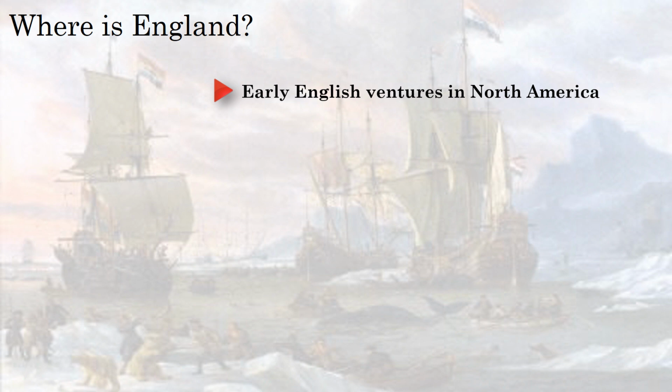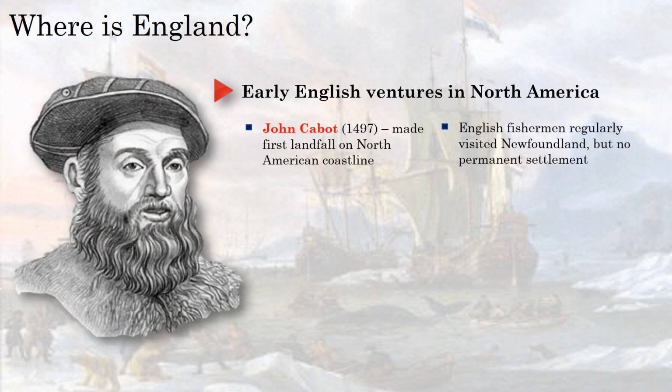So let's look at some of the early English ventures in North America. The first one, and we looked at this in the introduction, is made by John Cabot. And he was an Italian, and he was sailing under the English flag, a lot like Christopher Columbus was an Italian who was sailing under the Spanish flag. Well, in 1497, he made landfall, the first landfall on the North American coastline by an Englishman. And English fishermen then regularly visited Newfoundland, but nobody ever made a permanent settlement there.